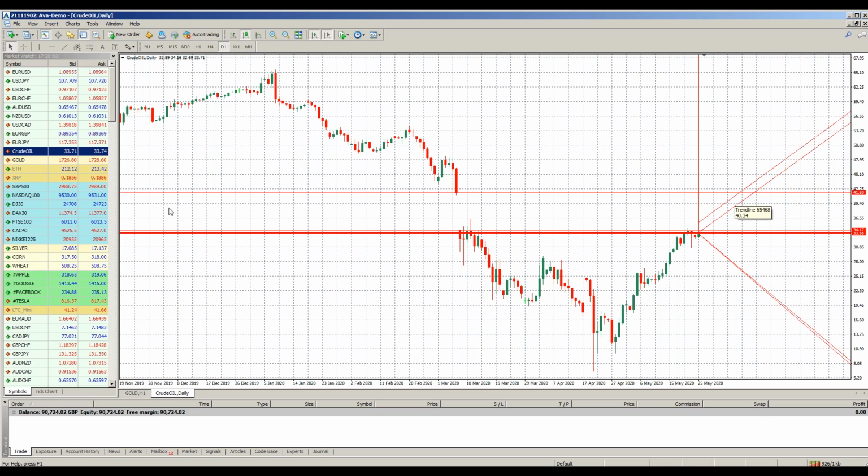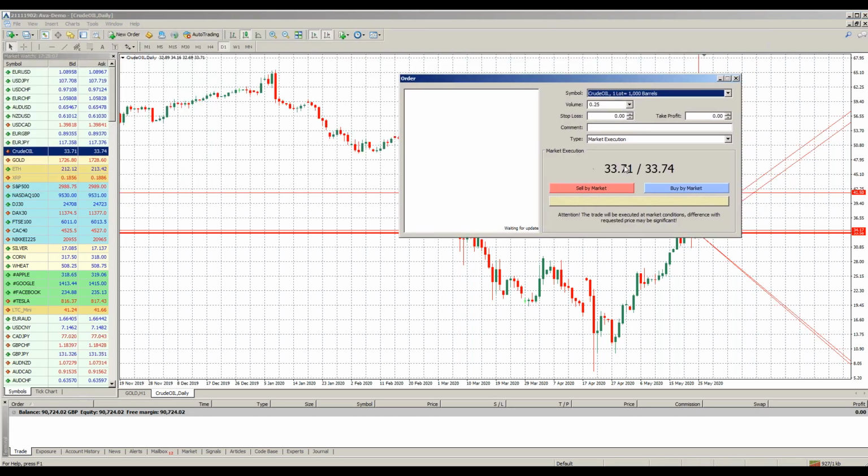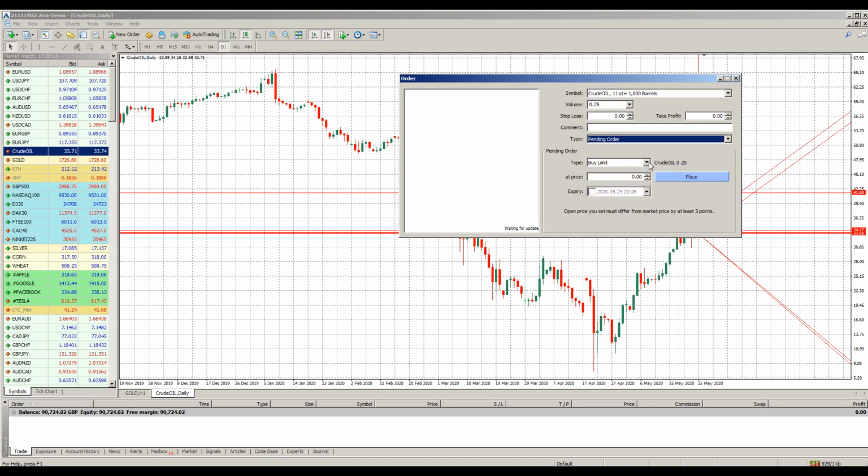Okay, buy stop would be like this. You open the order window, you go from market execution to pending, and you program it as a buy stop, which buys from a higher point than it is now. That's the idea of a buy stop, buying from a higher point.